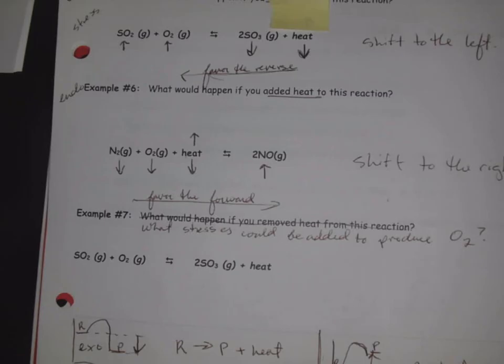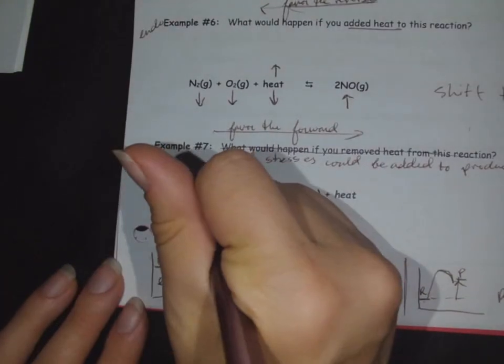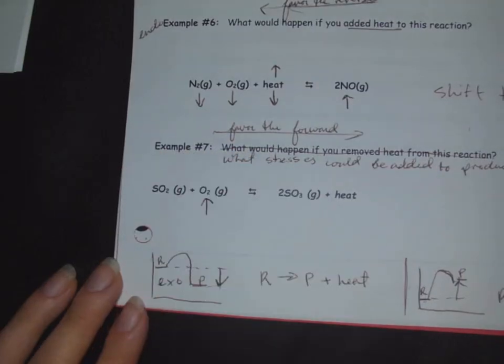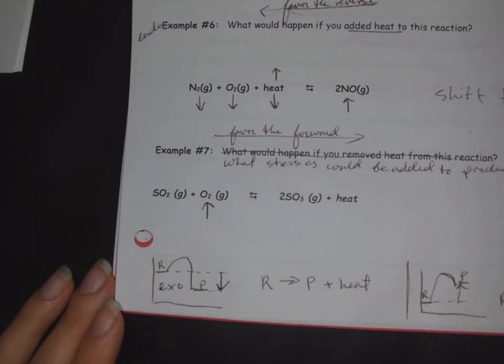So instead of me telling you what the stress is to make the reaction do a certain thing, I'm telling you what I want the reaction to do, and you're going to tell me what stress you could add to this. So what stresses could be added to produce O2? So we want the response by the reaction to be increasing O2. Okay, so we want that response to be increasing O2.